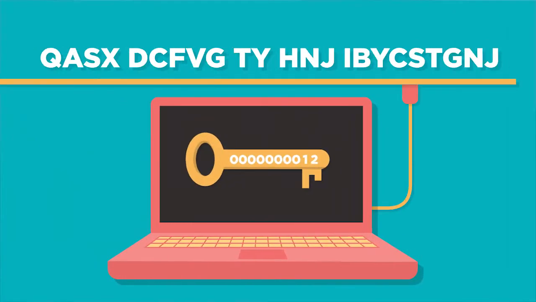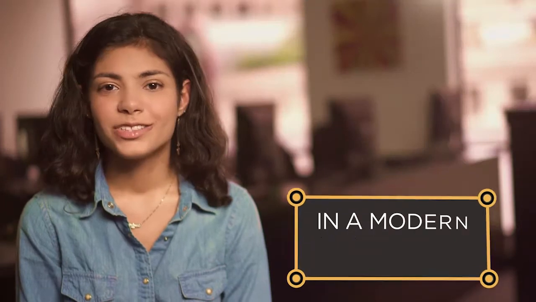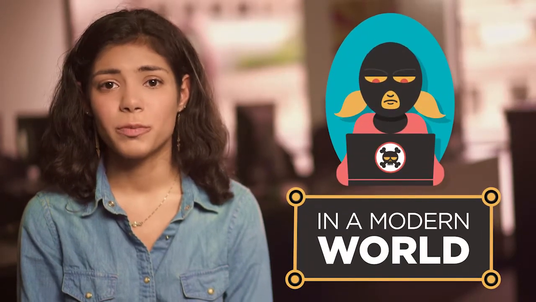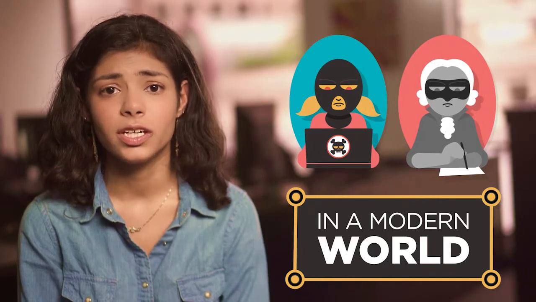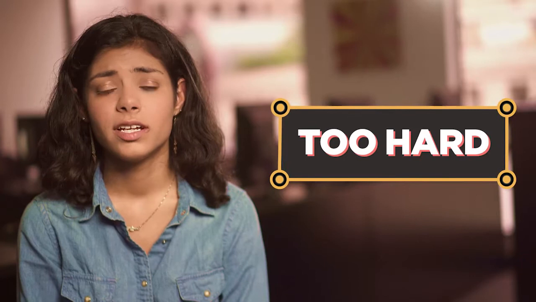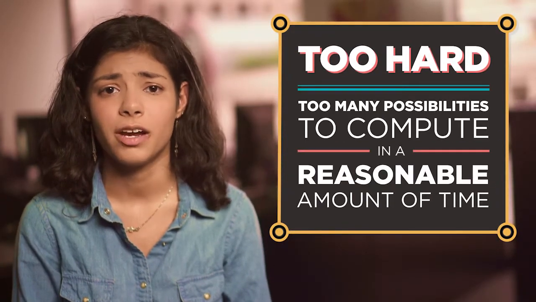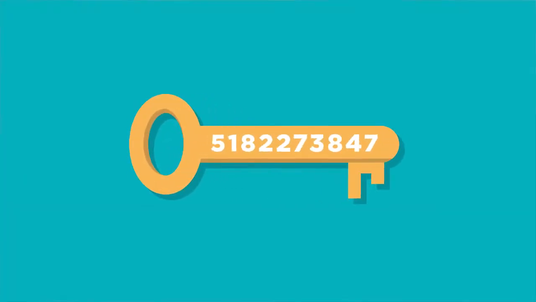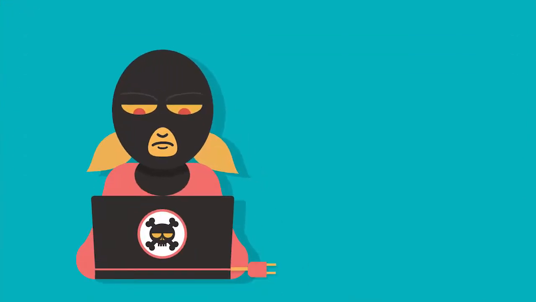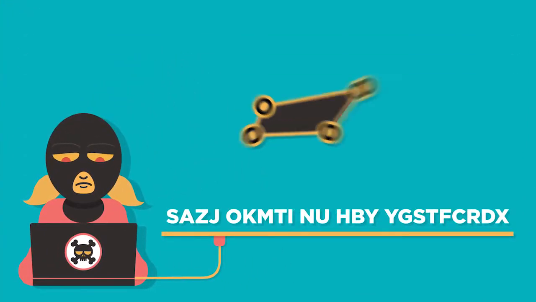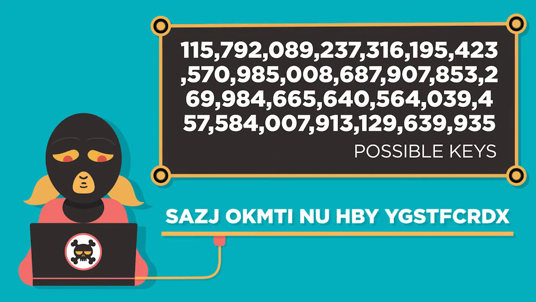But an average computer today would take just a few seconds to try all 10 billion possibilities. So in a modern world, where the bad guys are armed with computers instead of pencils, how can you encrypt messages so securely that they're too hard to crack? Now, too hard means that there are too many possibilities to compute in a reasonable amount of time. Today's secure communications are encrypted using 256-bit keys. That means a bad guy's computer that intercepts your message would need to try this many possible options until they discover the key and crack the message.